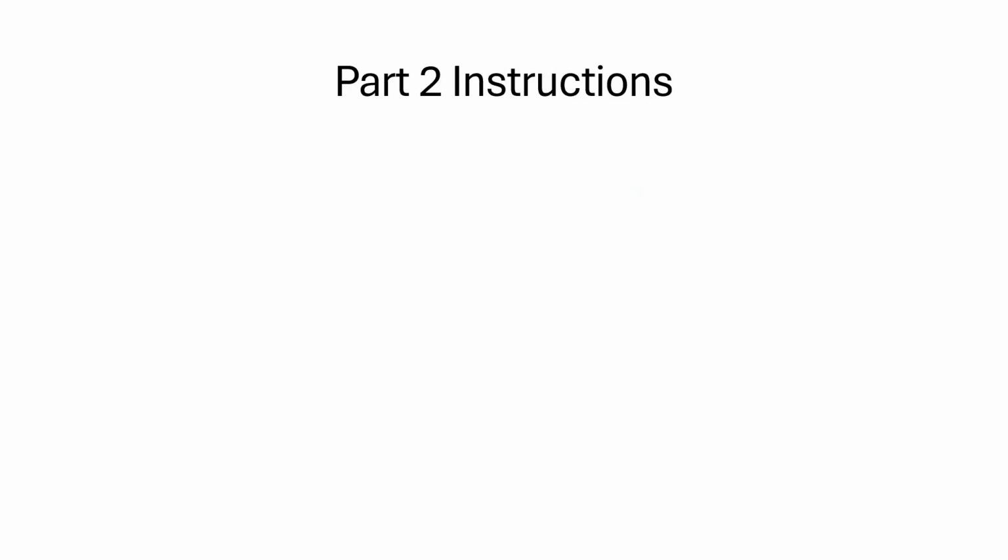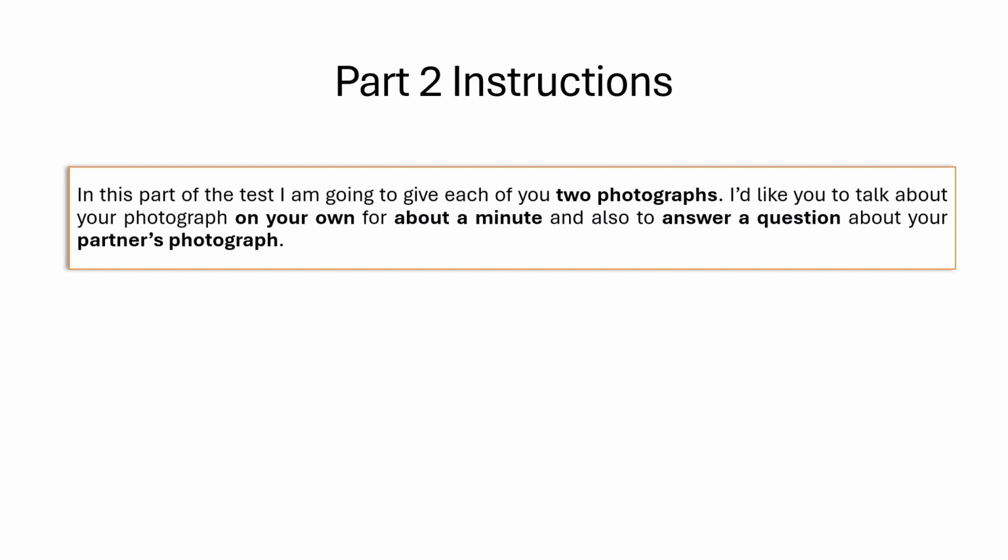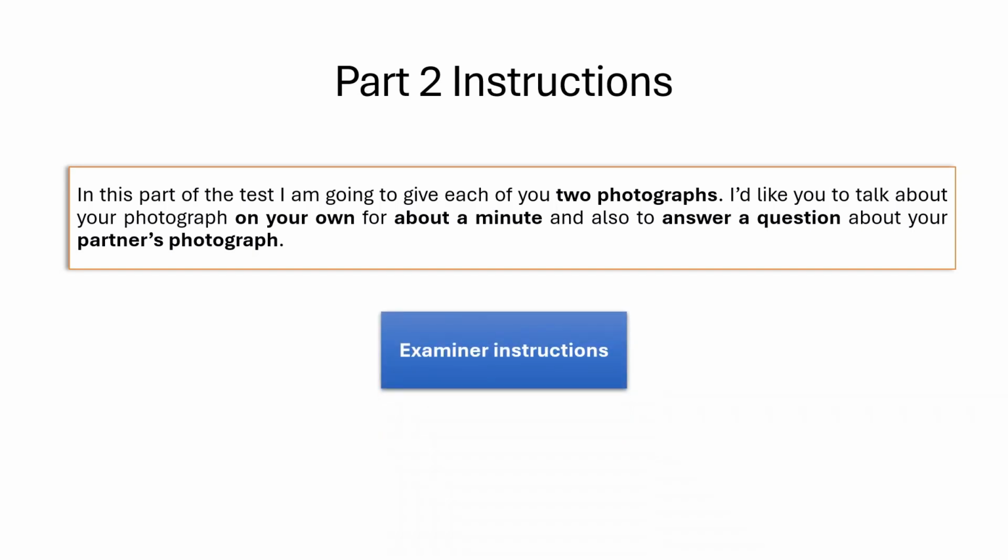One thing about the speaking exam is that there are a lot of instructions, and the examiner does give you a lot of instructions. And this is the first set of instructions here for part 2. It's just an introduction to this part of the test. The examiner tells you that it's 2 photographs. You need to talk on your own for about a minute, and you also need to answer a question later about your partner's photograph.